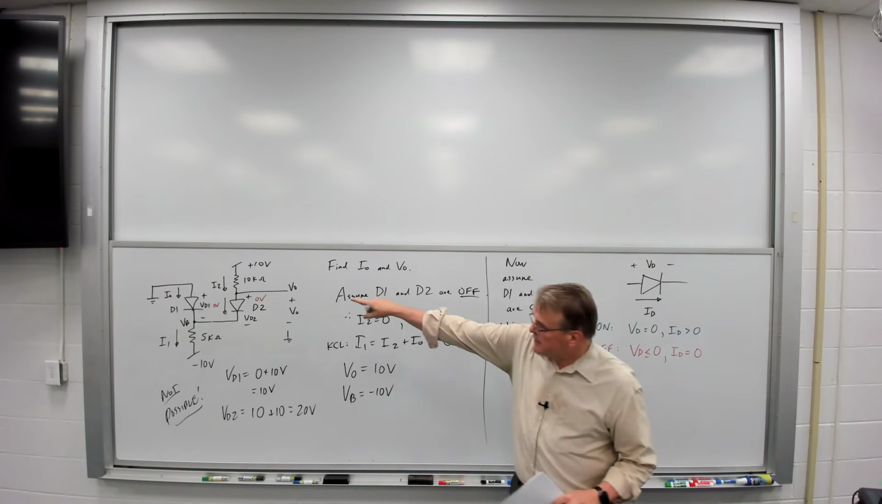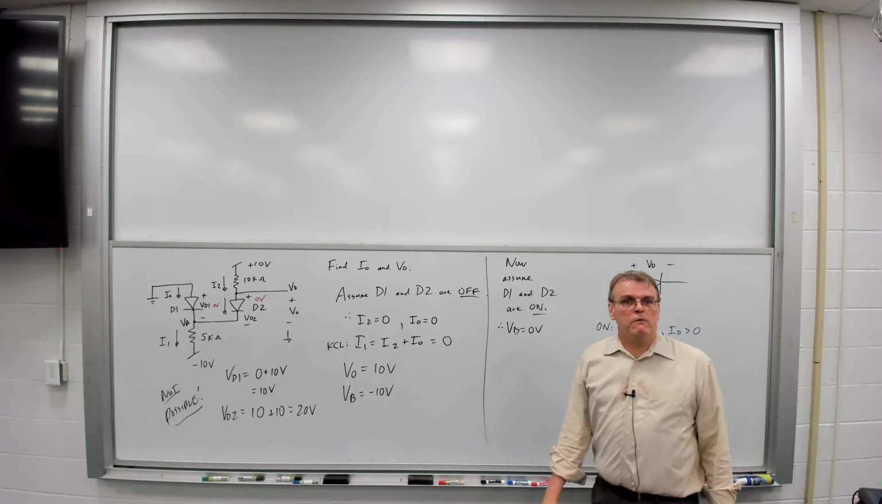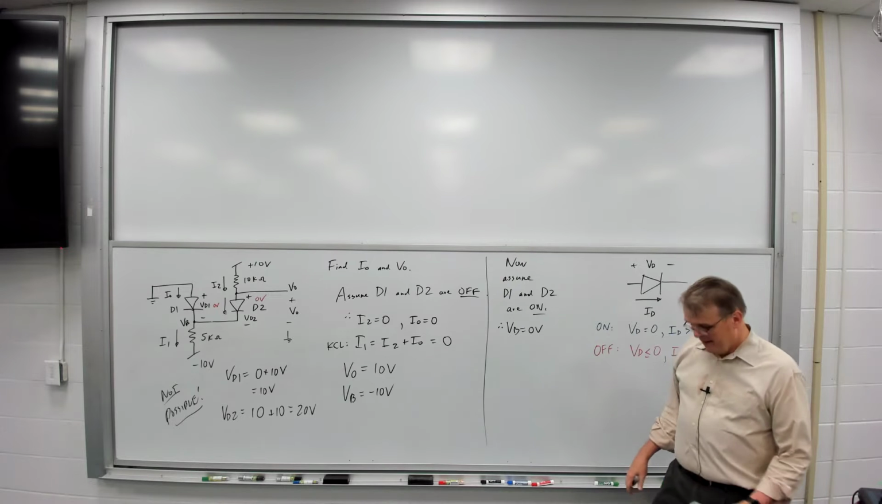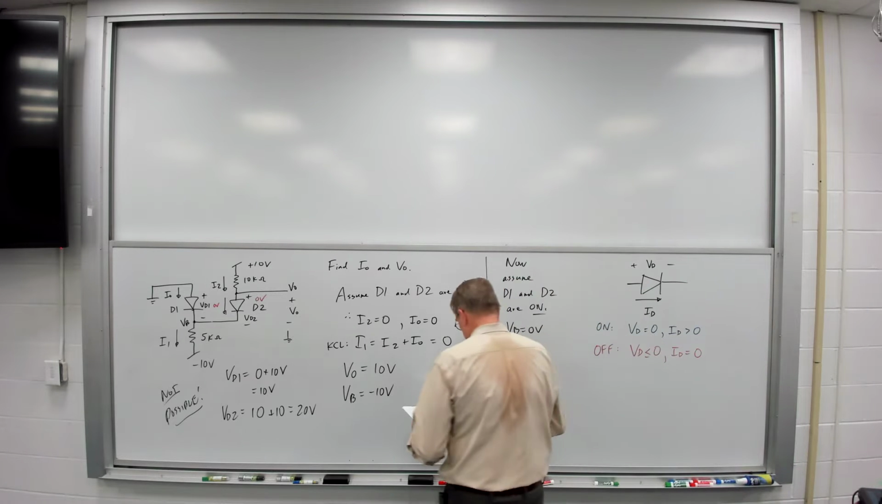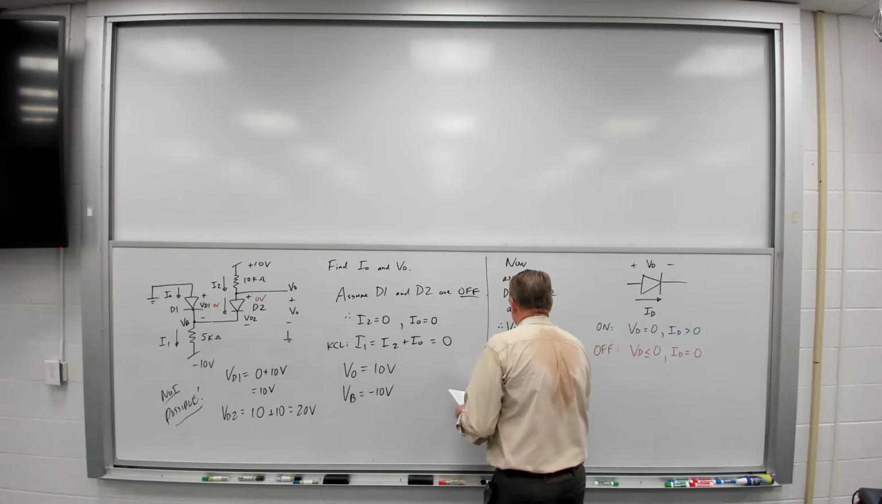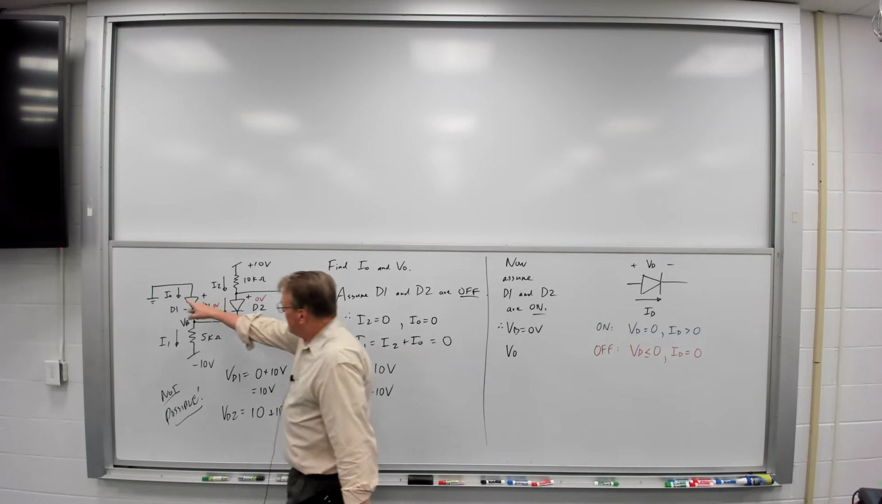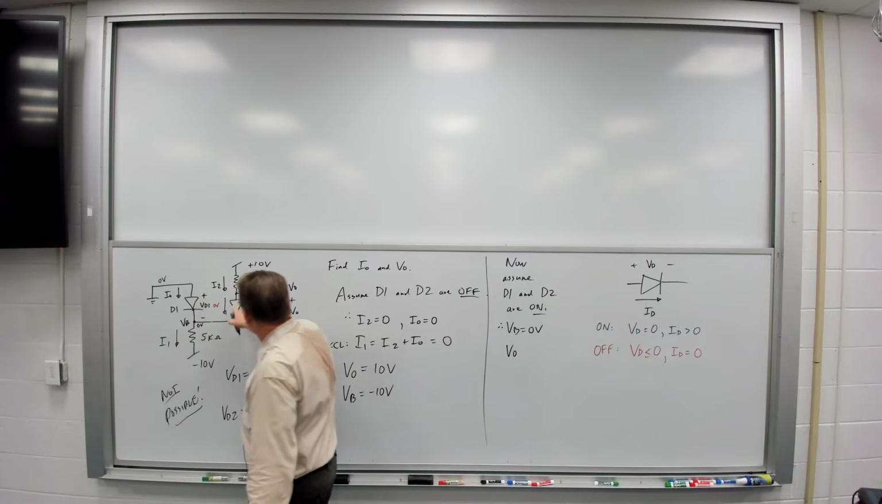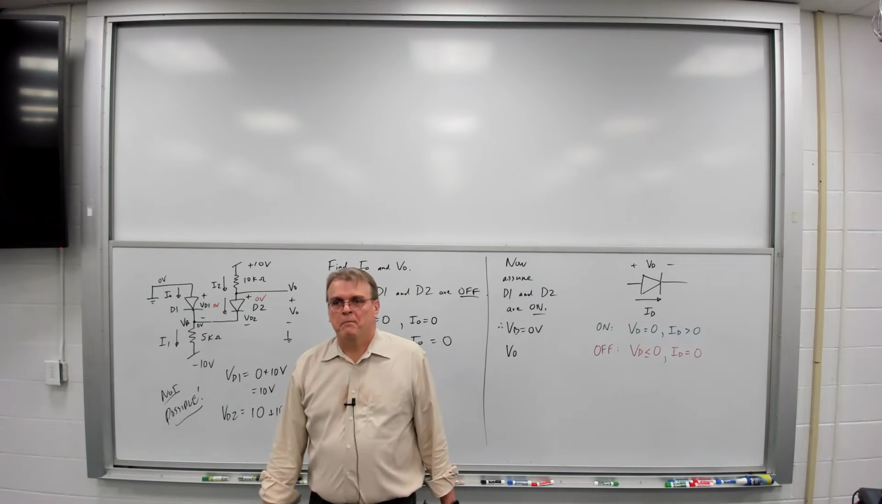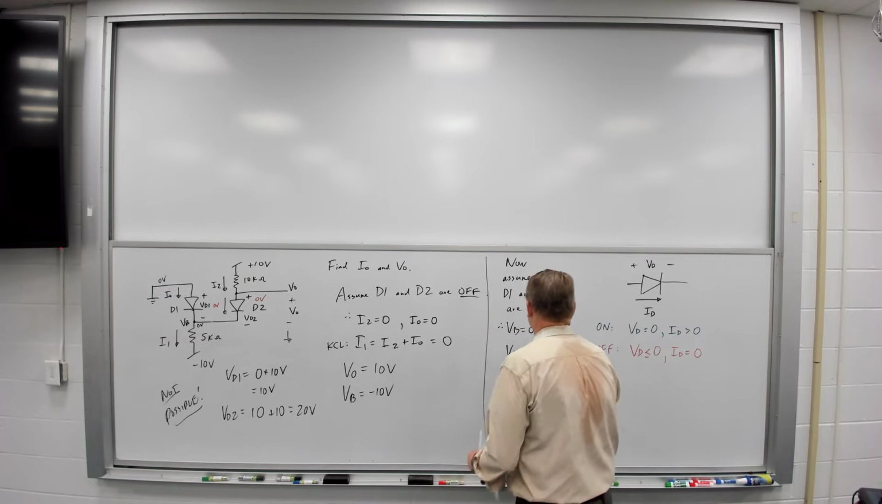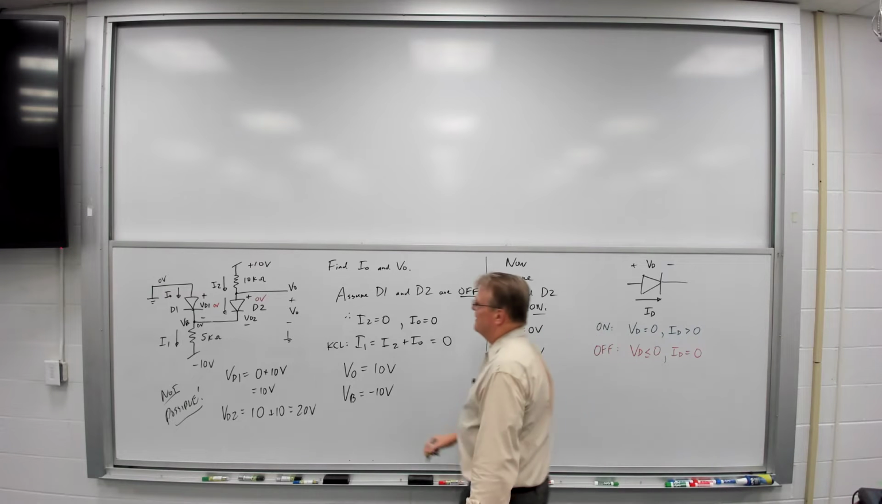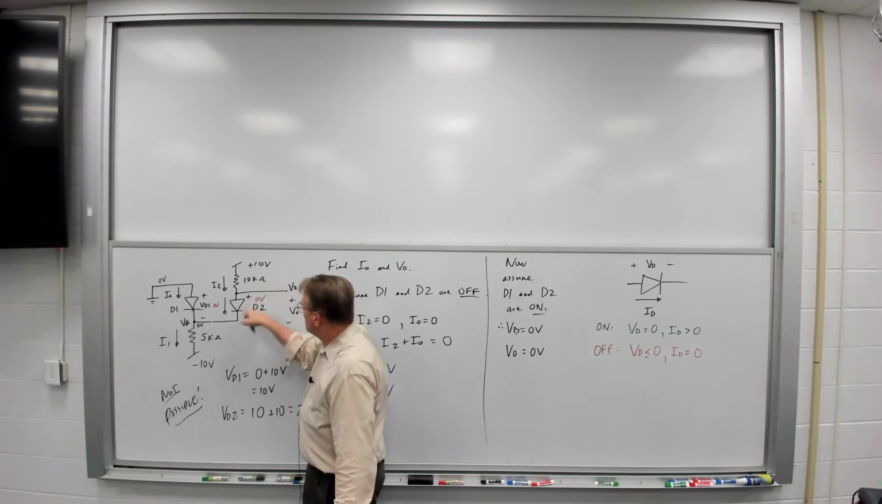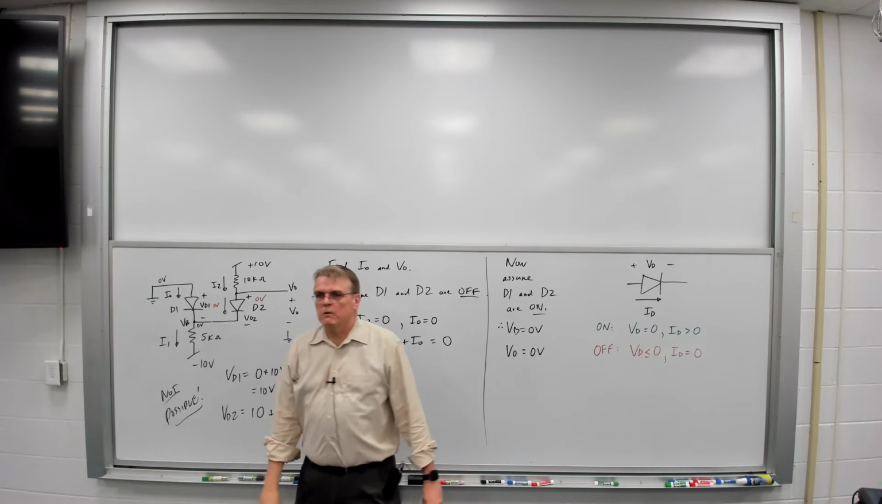Because it's simply connected to 0 volts through that diode, which has 0 volts across it. And in addition, V0: if I've got 0 volts here and I've got 0 volts here, what's V0? 0. So 0, 0, 0, because both those diodes have 0 volts across them.